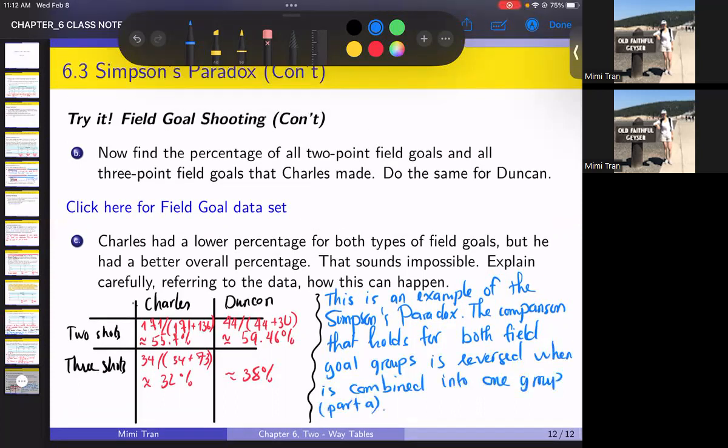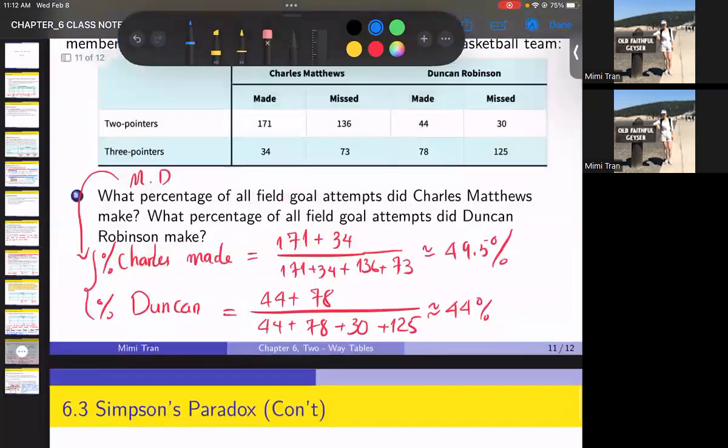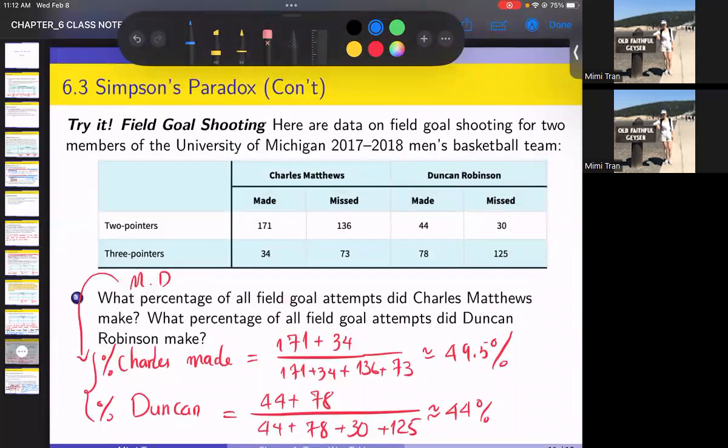Now, there's one more thing. We know that it's Simpson paradox. We just don't know what the lurking variable is, right? In this case, we don't. You can make up things you want, but there's no way to prove the lurking variable. But if you look at the data set, what is the difference? Compare the two-shot and the three-shot made by Char, and then the two-shot and three-shot made by Duncan. What do you see?